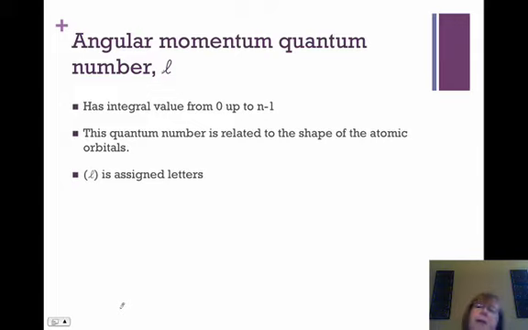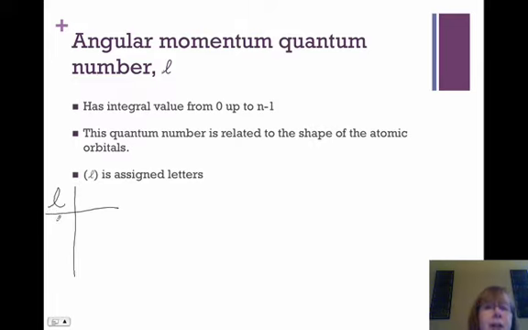So n told us about the energy of the orbital. L is going to tell us about the shape, this region in space where we may find an electron. All right, so L is assigned letters. First of all, we just have to learn these letters. So here's L and then the letter designation.